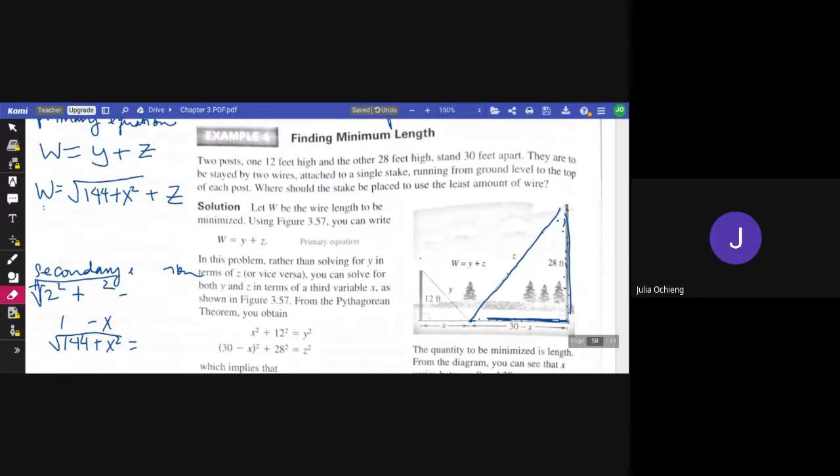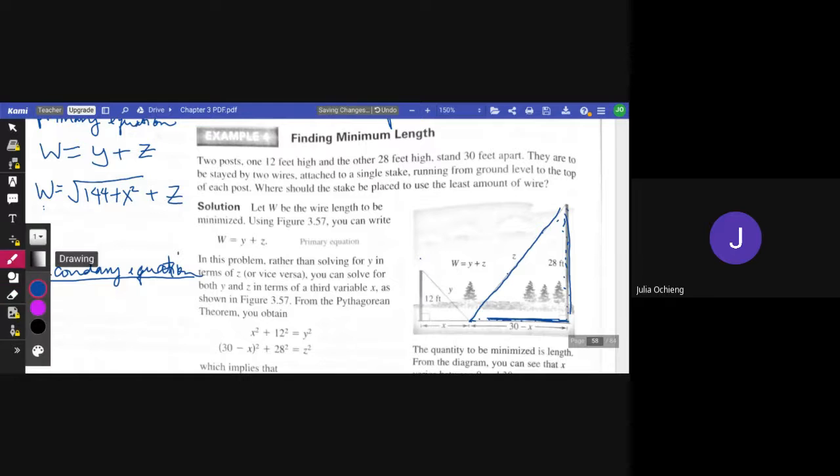So I'm going to do a secondary equation for z right here. I'm going to erase this to make space for my second secondary equation. So you can have more than one secondary equation if needed. So that's going to be 28 squared plus 30 minus x quantity squared equals z squared. I'm going to square root both sides. Again, everything has a positive and a negative square root, but since we're looking at length, the negative square root doesn't matter. So I'm not going to do the negative one.